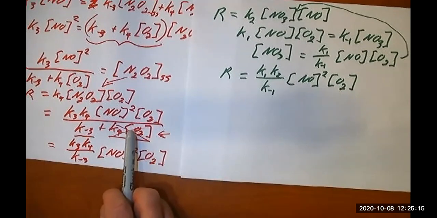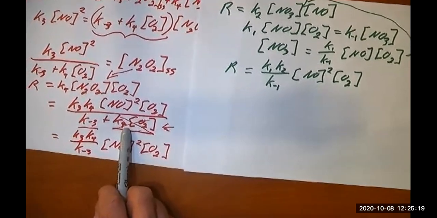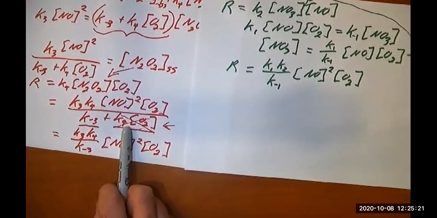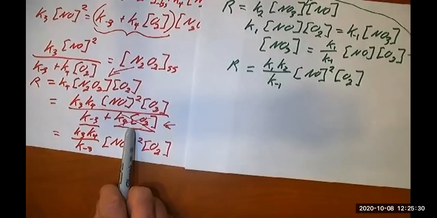How could we make this? We crossed it out because it was slow, because it very, very seldom happened. What could we do to make it happen more often? Possibly a catalyst, but I think there's an easier way right now, even without a catalyst. Notice that there's the concentration of O2 right here.